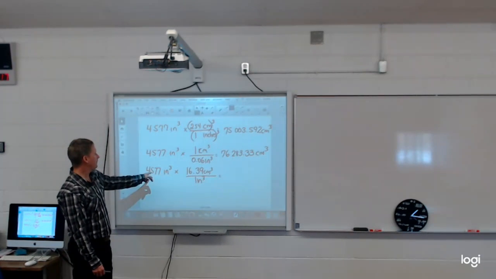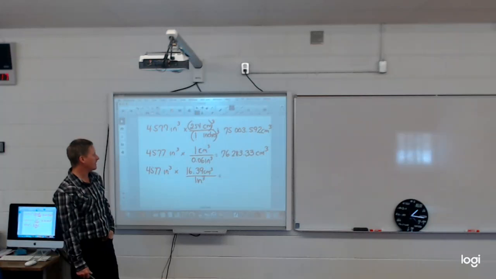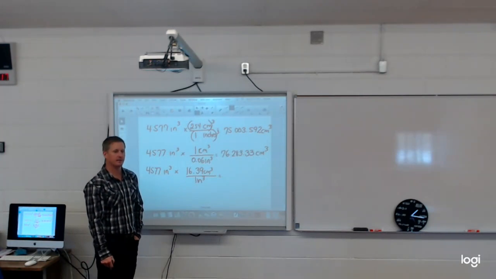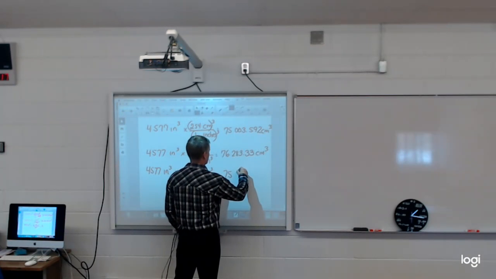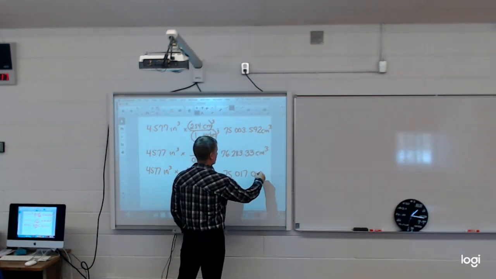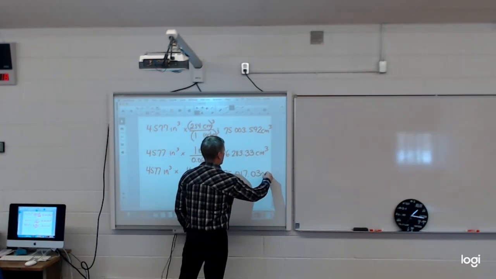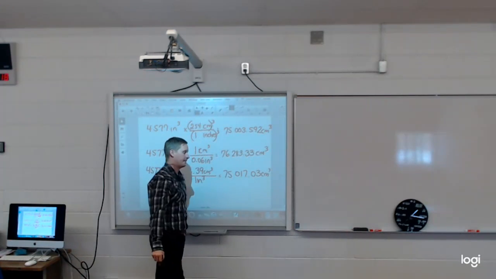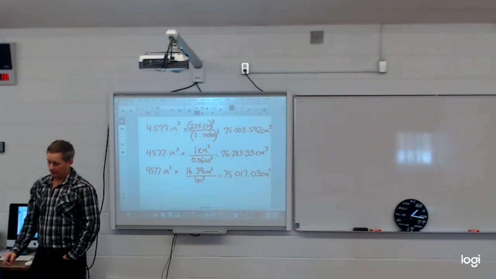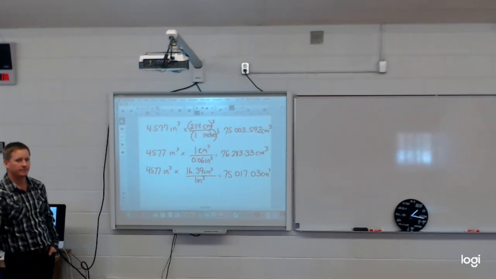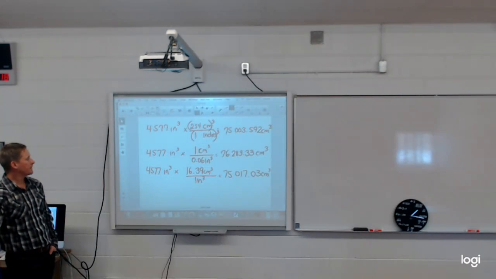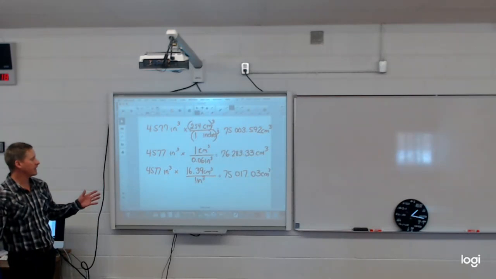Okay, take 4,577 and times it by 16.39. Harley? 75,017.03. So the one's not very accurate, like the 0.06. It isn't as accurate, is it? So let's change it. Let's do this on our own. We're going to make an adjustment here.